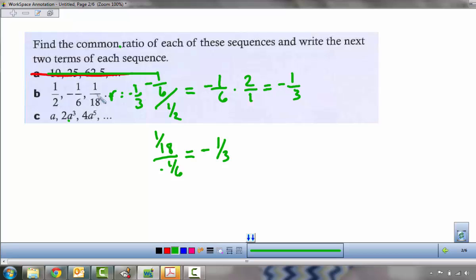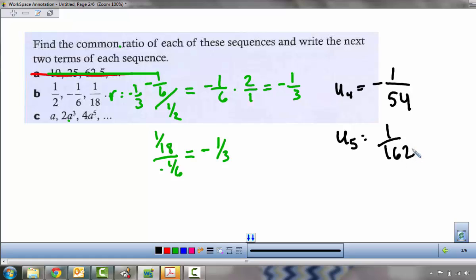And how do we find the next two terms? Oh, we just keep multiplying by negative 1/3. So for part B, u sub 4, the fourth term, is going to be this times negative 1/3. So that would be negative 1 over 54. u5, the fifth term, would be positive 1 over 162. So there's our next two terms.